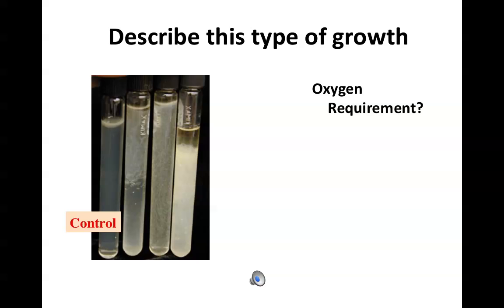Sure enough, the test tube on the far right shows the growth of an obligate anaerobe. There is no growth in the top of the broth. All of the growth is where there is no oxygen present. The aerotolerant anaerobe, an excellent illustration of that type of growth, is the test tube second from the right. Growth all the way from the top to the bottom, whether oxygen is present or not.